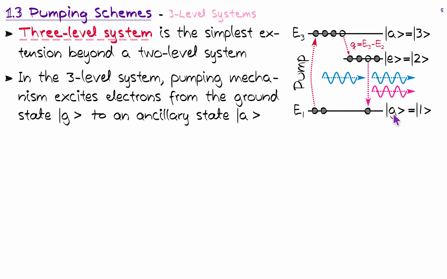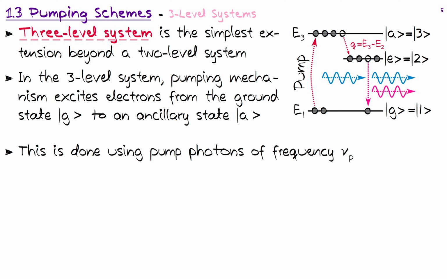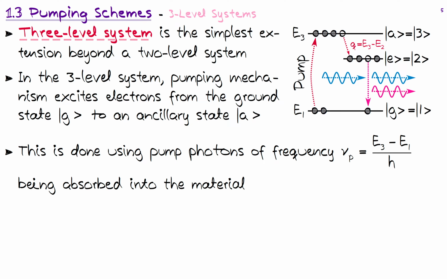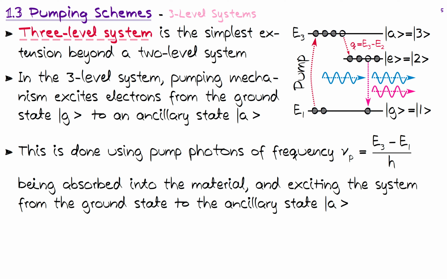We have the ground state labeled with G or 1, and a pumping mechanism, be it optical light or electrical currents, that excites electrons into the auxiliary or ancillary state labeled as A or 3, and then something happens, as we will describe later. We pump photons, and the frequency of the photons will be nu_p, which equals the energy difference of those two respective states divided by the Planck constant. These need to be absorbed into the material so that we can excite the system from the ground state into the state A. And now the magic happens.